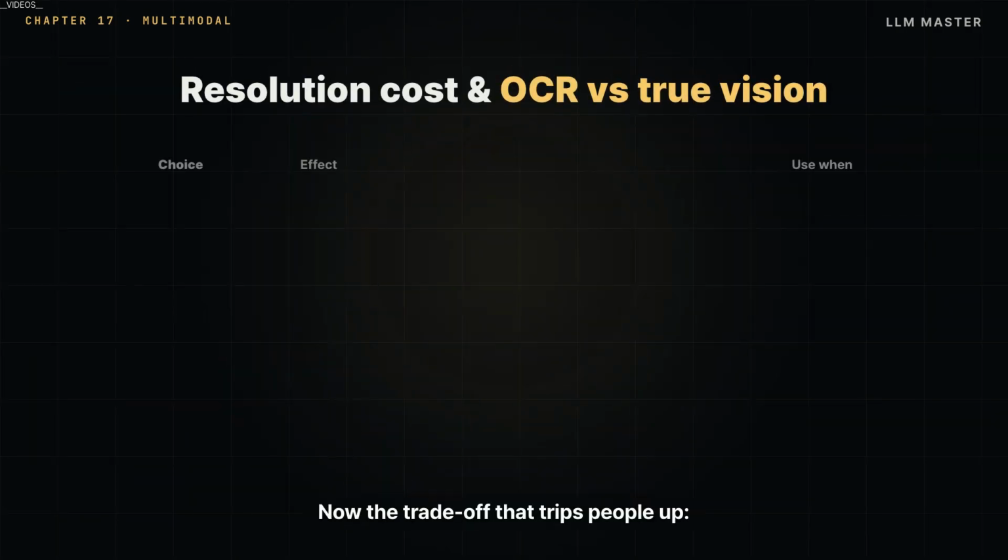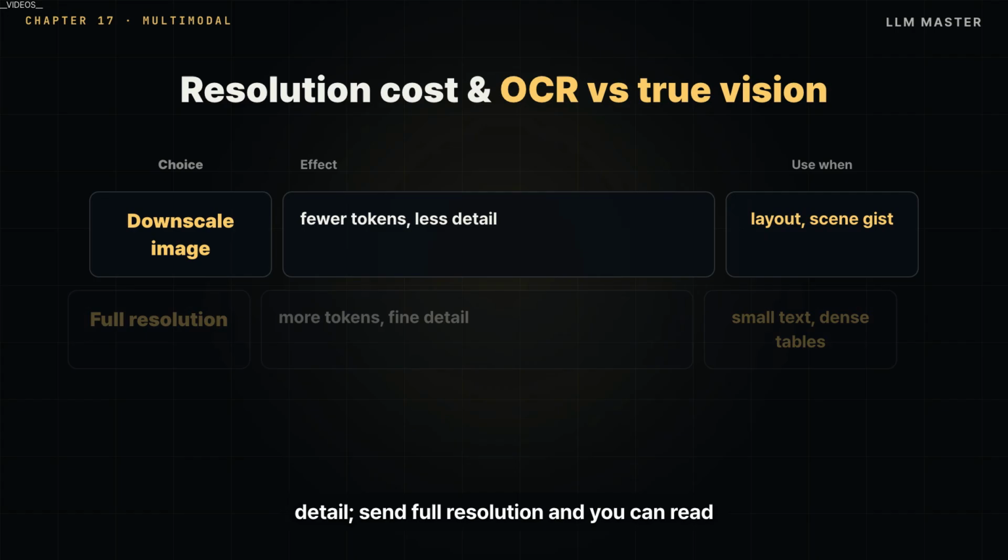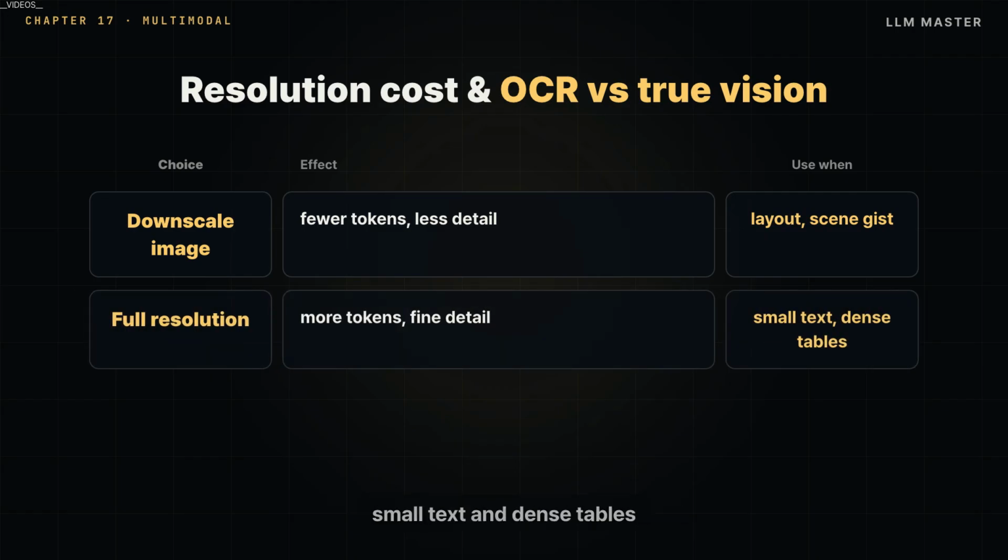Now the trade-off that trips people up: resolution versus cost, and OCR versus true vision. Every image gets resized and turned into tokens, and the bigger the image, the more tokens it burns and the slower the call. Downscale and you save money but lose fine detail. Send full resolution and you can read small text and dense tables, but you pay for it. So match resolution to the task. A crop of the one region you care about often beats the whole screenshot.